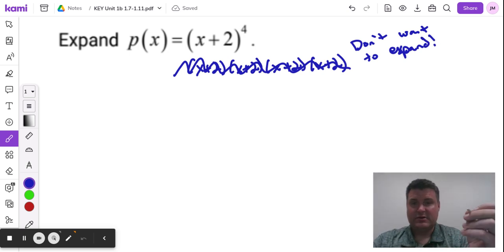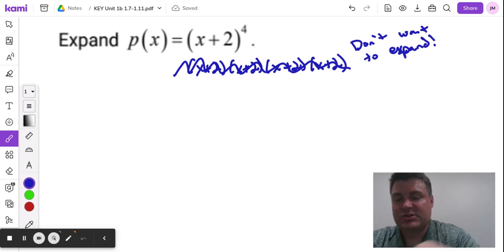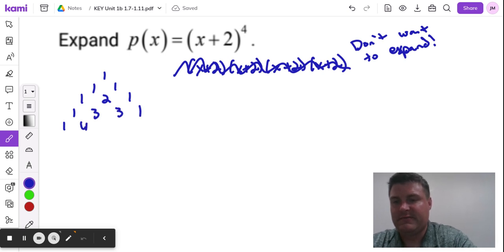Okay, so the binomial theorem is this. Let's go look at Pascal's triangle until we get our second number of 4. So 1; 1, 1; 1, 2, 1; 1, 3, 3, 1; and 1, 4, 6, 4, 1. So this is the row that we're going to use.